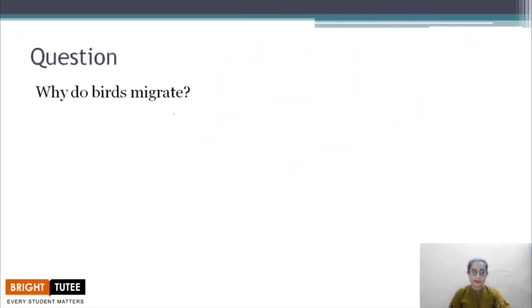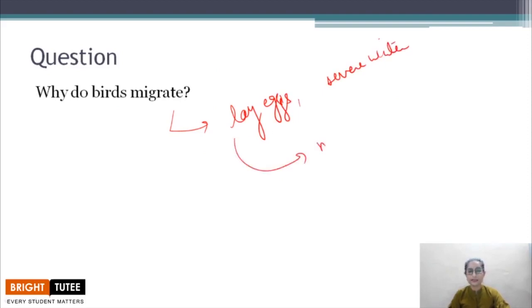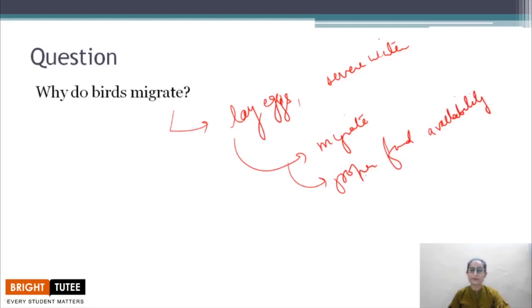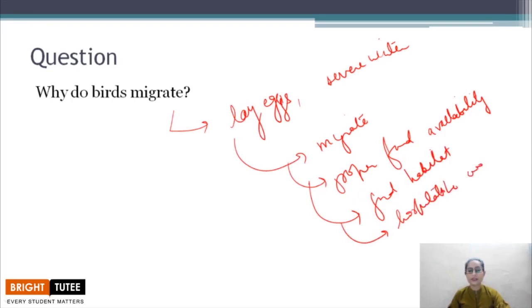Why do birds migrate? Basically, when they lay eggs and there is severe winter, they migrate to a place with proper food availability, right? Good habitat and hospitable weather conditions. Alright, so this is why these birds migrate.